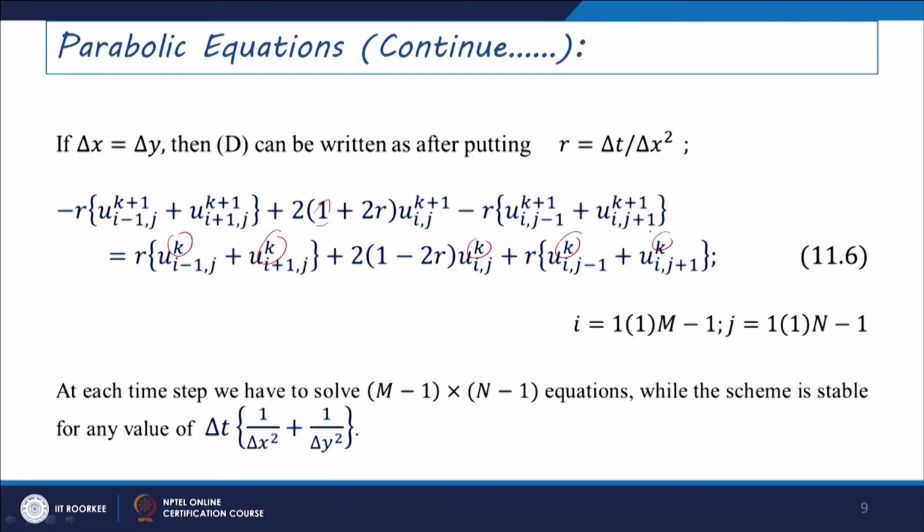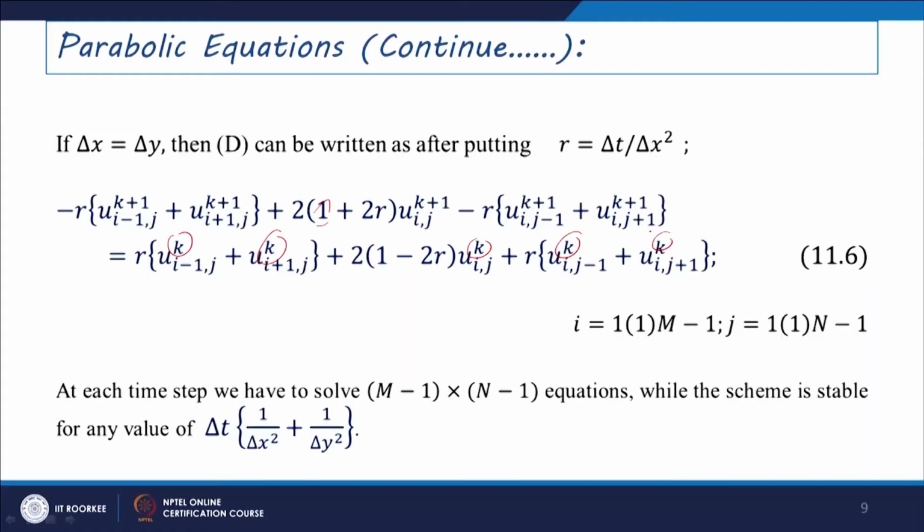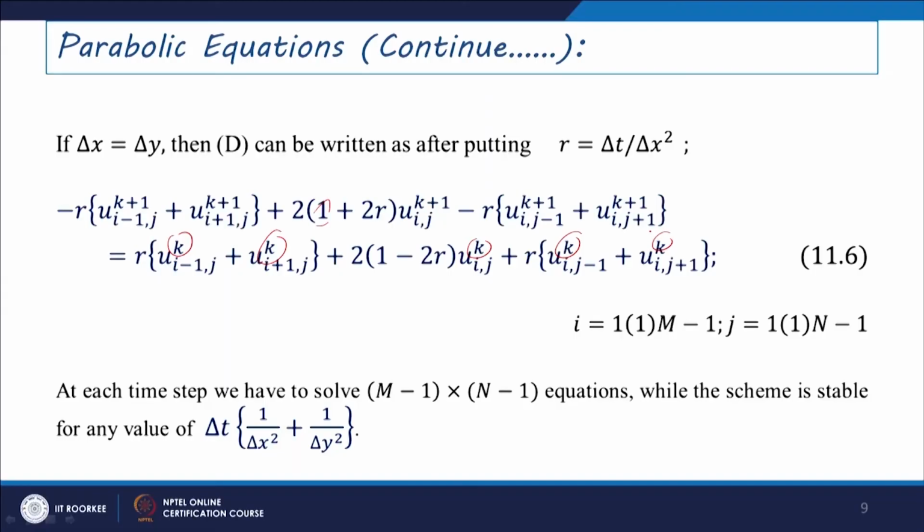So, if we vary these values from i equals 1 to m minus 1 and j equals 1 to n minus 1, we have an m minus 1 into n minus 1 system of equations, and at each time step we have to solve this m minus 1 cross n minus 1 system of equations while the scheme should be stable. For the stability, del t into 1 by del x square plus 1 by del y square is not restricted to any value for the Crank-Nicolson scheme, since we have already defined that for the explicit approach this should be less than or equal to half.